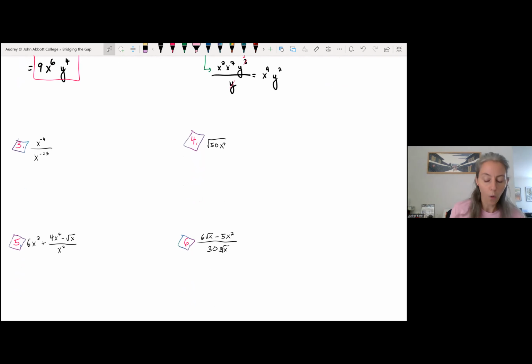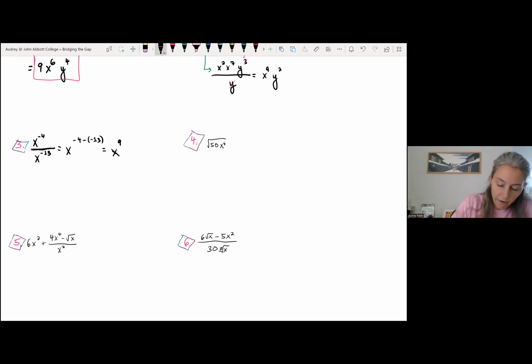x to the 4th over x to the negative 13. I'm just going to make that a little bit bigger so we can make sure that we can see it. x to the negative 4 over x to the negative 13. In my opinion, the simplest way to go about this is just x to the negative 4 minus negative 13. So that's negative 4 plus 13, which is x to the 9th, and that is my final answer.